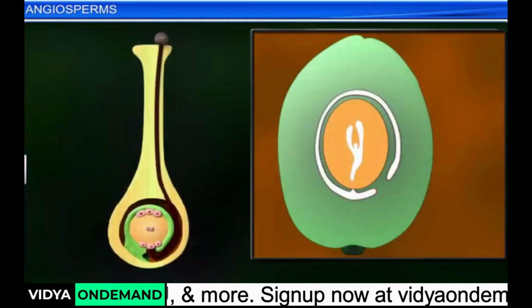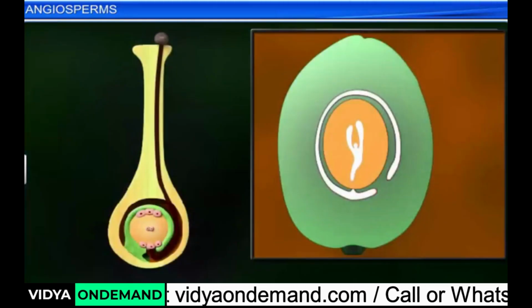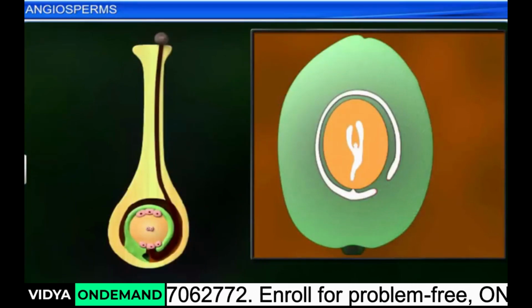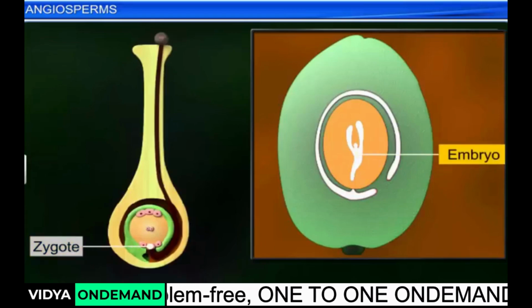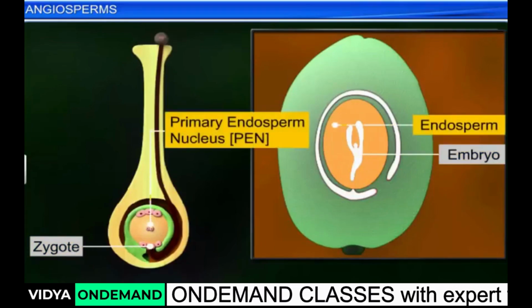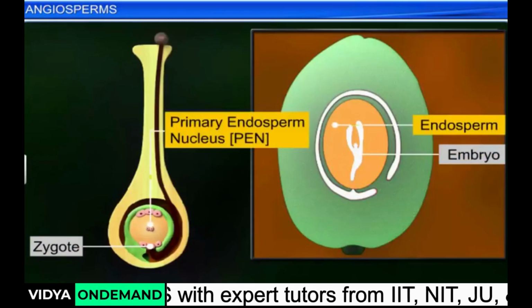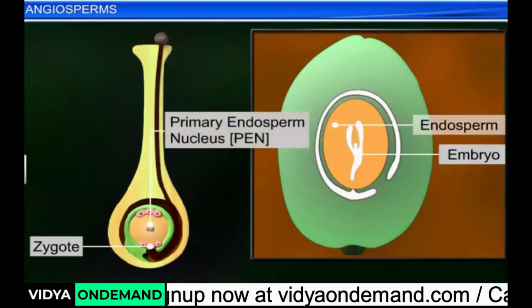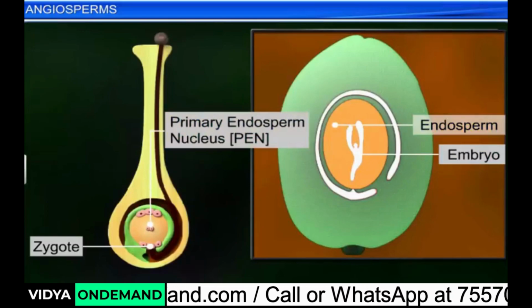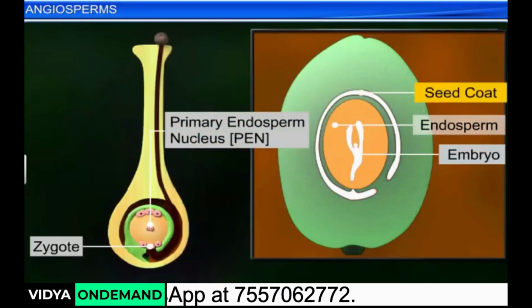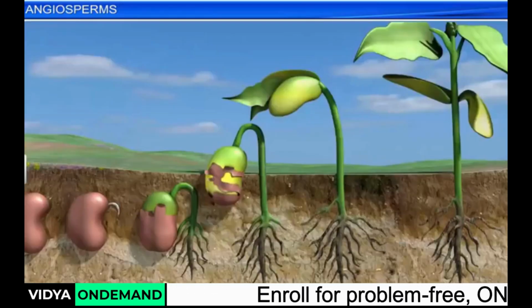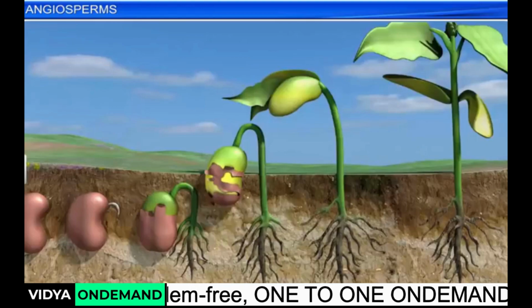After fertilization, the synergids and antipodals degenerate. On the other hand, the zygote develops into an embryo and the primary endosperm nucleus develops into an endosperm, which nourishes the zygote. Simultaneously, the ovule develops into a seed and the ovary into a fruit. The seed germinates and the embryo develops into a new plant.